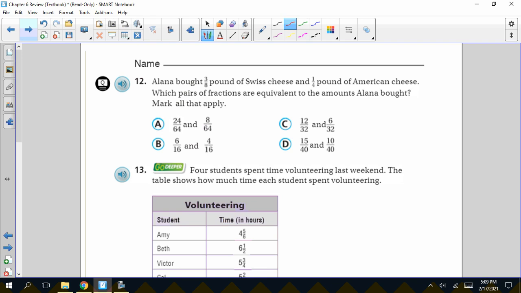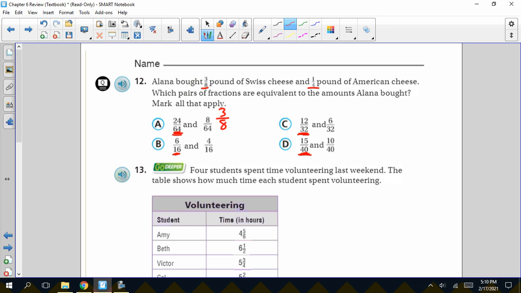And question number 12 here says, Alana bought 3/8 pounds of Swiss cheese and 1/4 pound of American cheese. Which pairs of fractions are equivalent to the amounts Alana bought? So we are basically turning 3/8 and 1/4 into each of these denominators here. So we need to turn 8 and 4 into 16, into 32, into 40, and into 64, and see if all of them work out. So we'll just go ahead and start here.